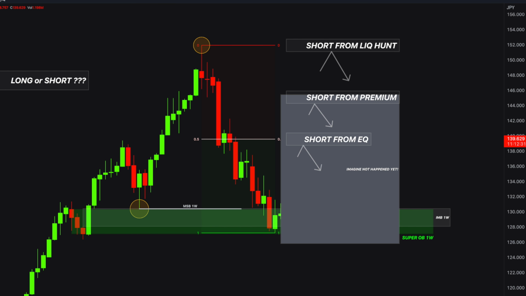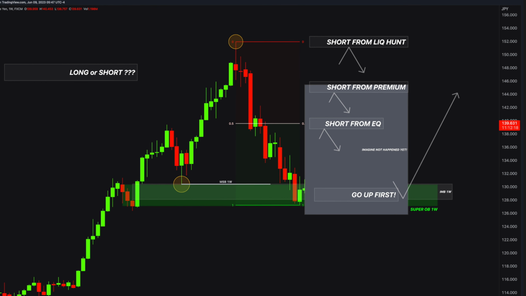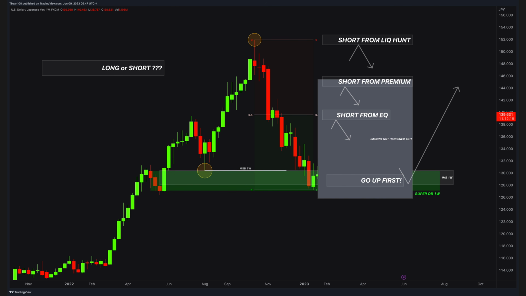However, what should I do at this point from the super order block demand area? Just because I saw a weekly market structure break, should I short it right away? No, I should be looking for long here because in a logical sense, I assume the price will go higher before the short. Use your logic and education. Let's look at this demand area closely and discuss furthermore.